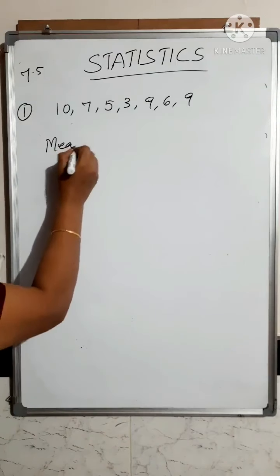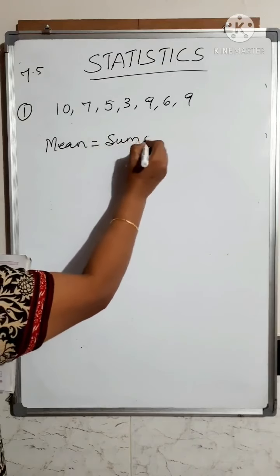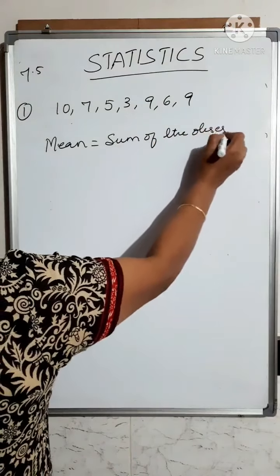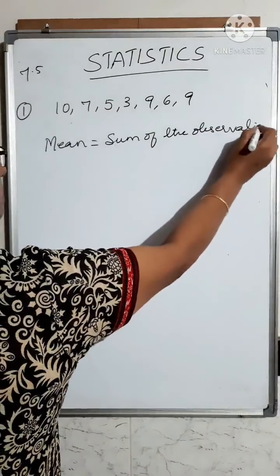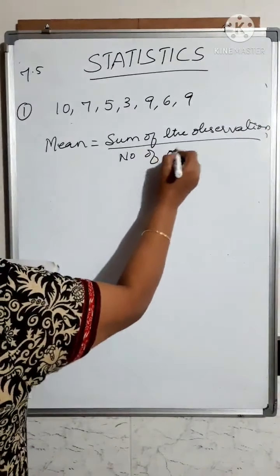So for that, mean is equal to sum of the observations upon number of observations.